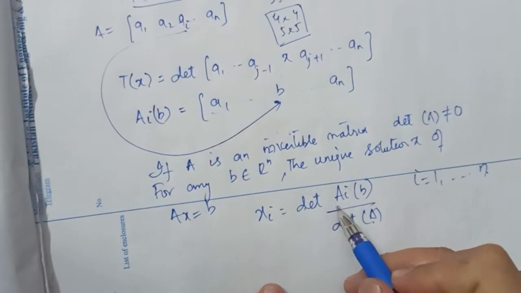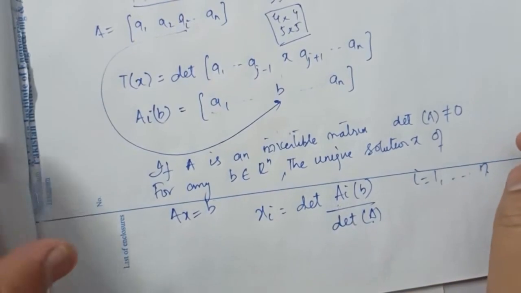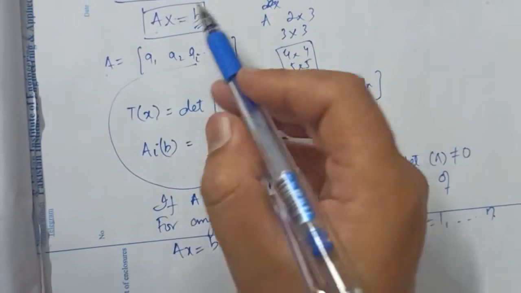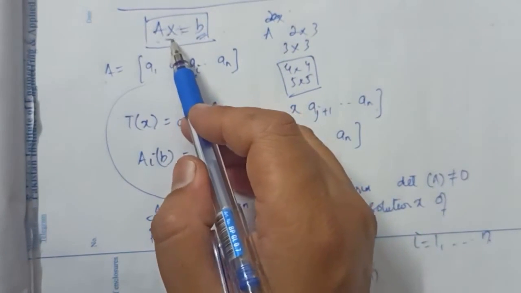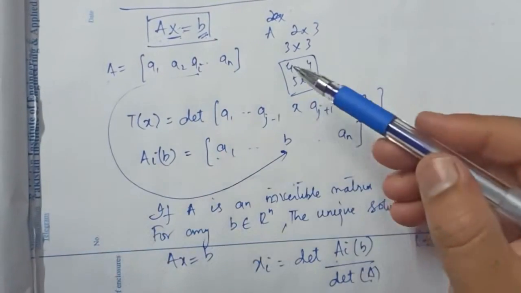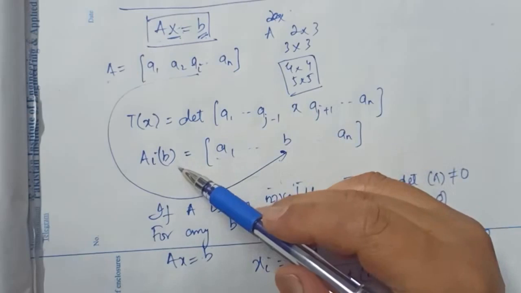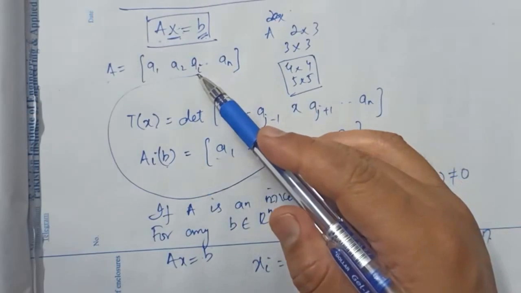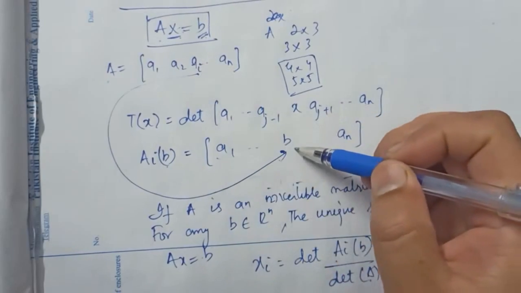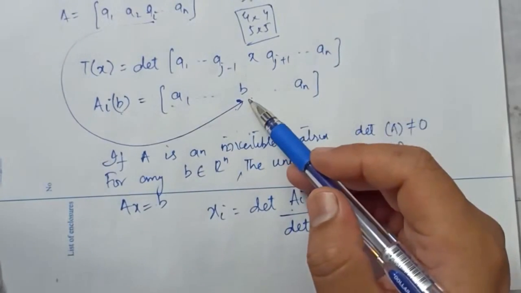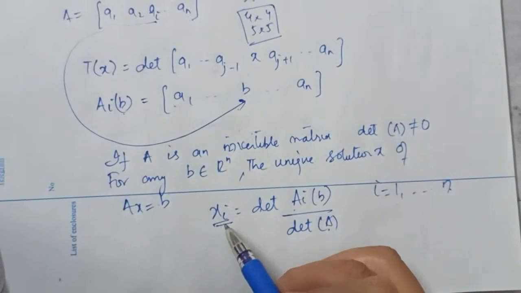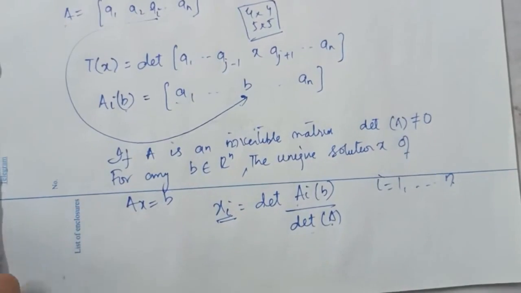Now what we have done here, to summarize, we have this matrix A, which is a1 to an, right? And what we want to do is to solve for x. A is given and b is given, right? So what we do here is we replace the ith column of this matrix A with b, and we use that Ai(b) to calculate the determinant, to calculate the value of xi.